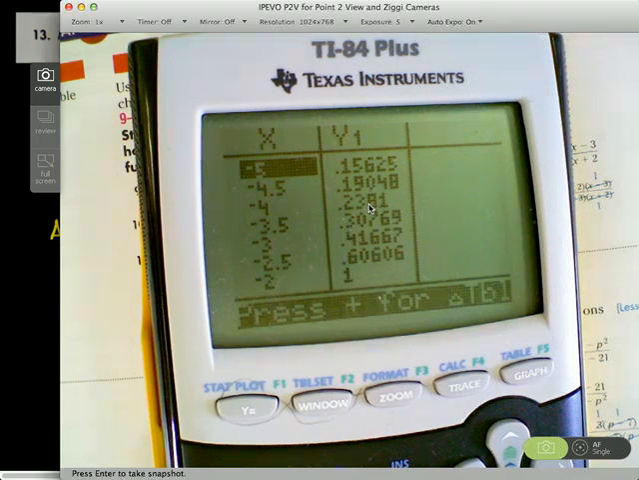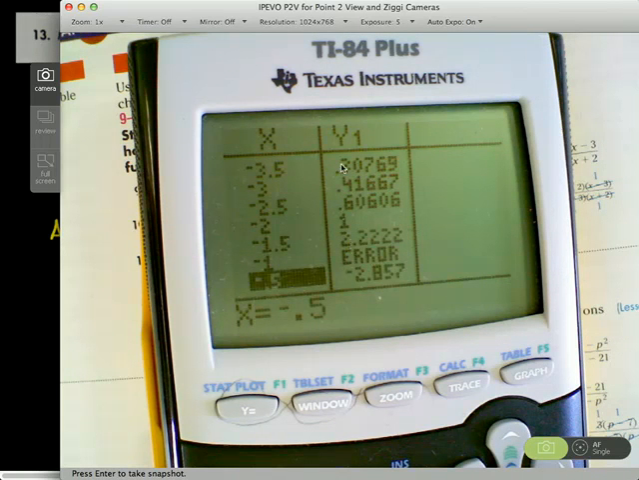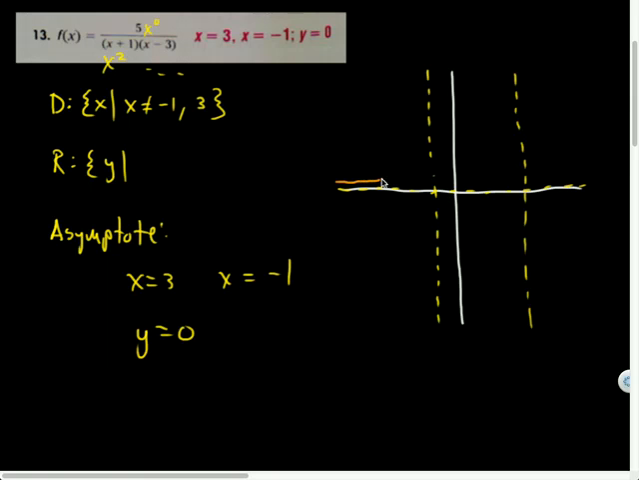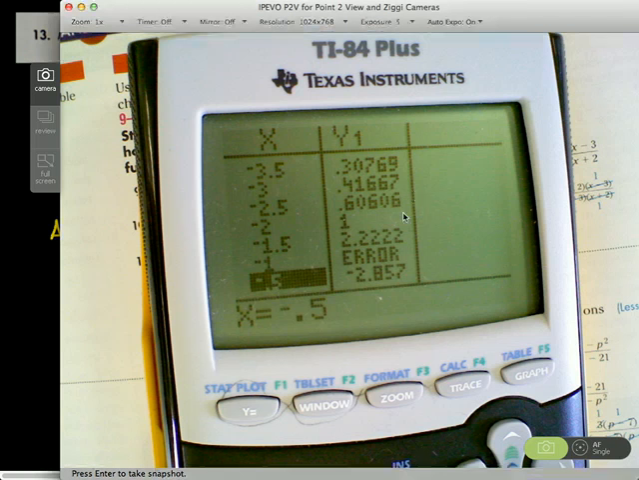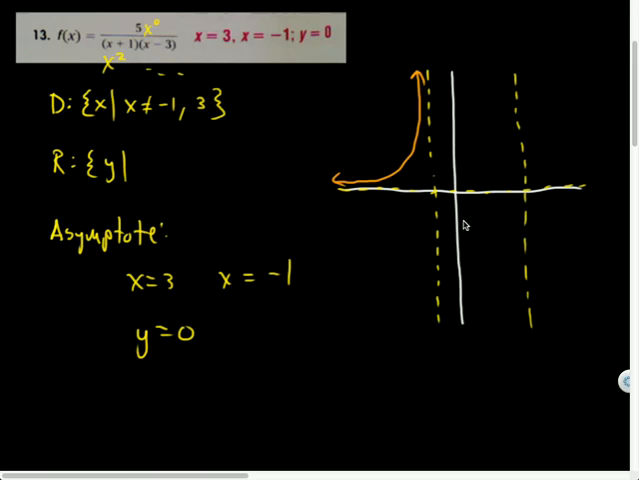And as I approach negative 1, there's an error, and these numbers are getting larger and larger in the positive direction. So that confirms this portion of the graph for me. All right, so as I approach negative 1 from the left, that's what's occurring. As I leave negative 1, or as I approach it from the right, you can see these are negative. So I know this much is true.